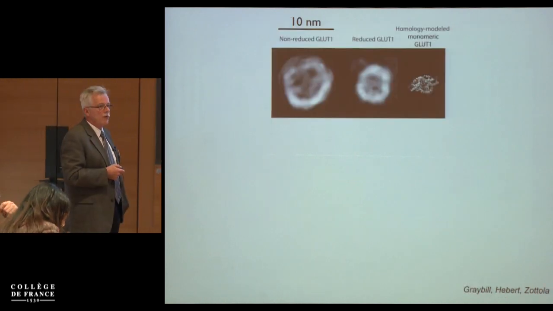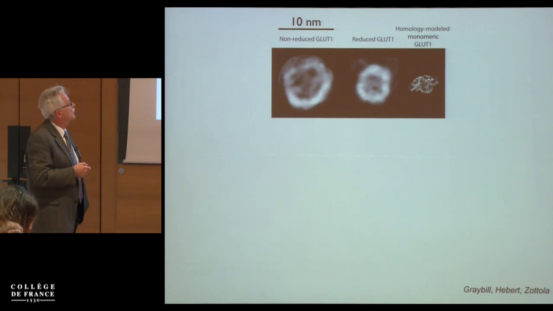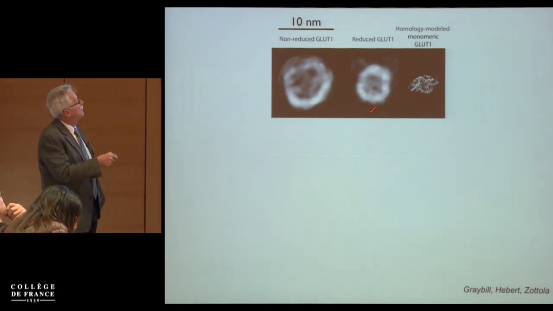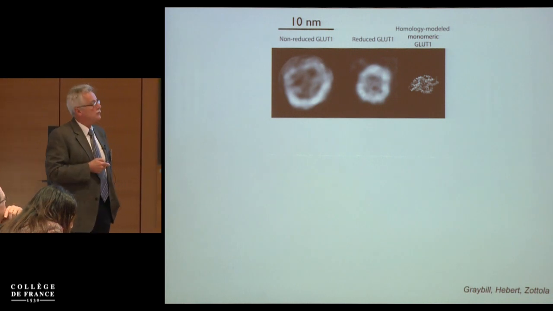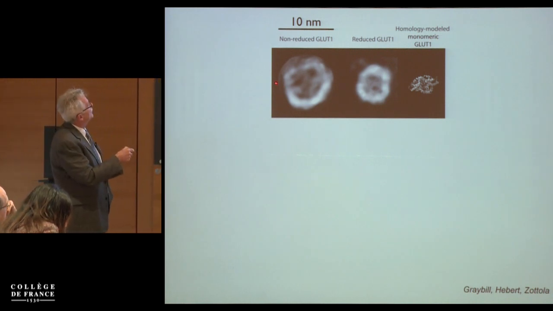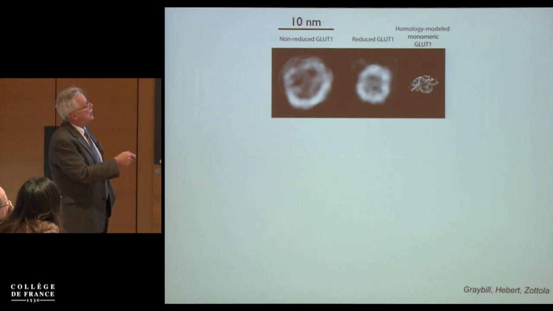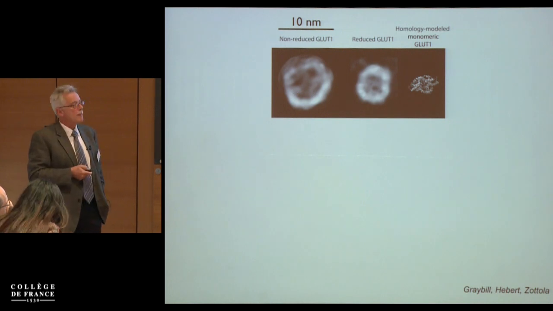Now, if you do freeze fracture EM of the glucose transporter, this is what we find with the reduced transporter. This is what we see with non-reduced transporter. It's a 10 nanometer particle. This would be the size of a GLUT1 monomer.